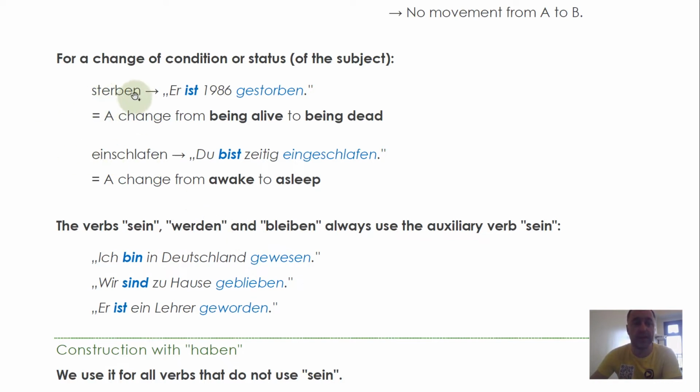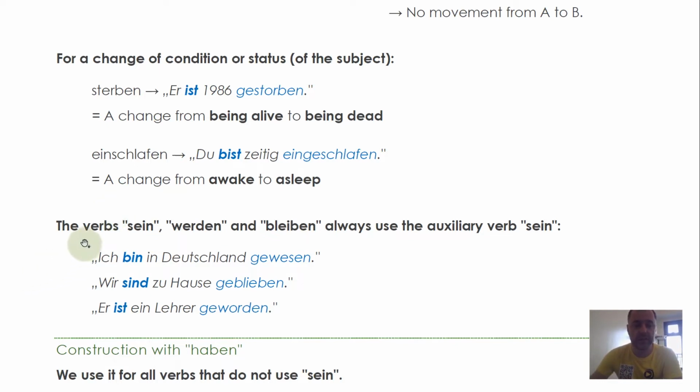And not a nice one, but a very good example here that makes it very obvious. Ist 1986 gestorben. So he has died 1986. That's obviously a change from being alive to being dead. Einschlafen, to fall asleep. Du bist zeitig eingeschlafen. You fell asleep early. That's a change from awake to asleep.